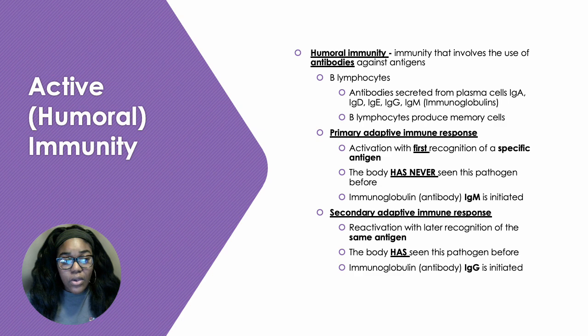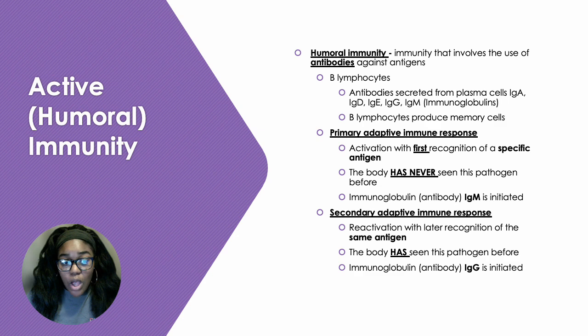It's important to note that humoral immunity does fall under that adaptive immune response, because there are immunoglobulins, there are antibodies that are being developed to help the body remember the said pathogen in order to have a more aggressive response if presented with this specific antigen again. So we'll talk about two specific immunoglobulins as it relates to humoral immunity.